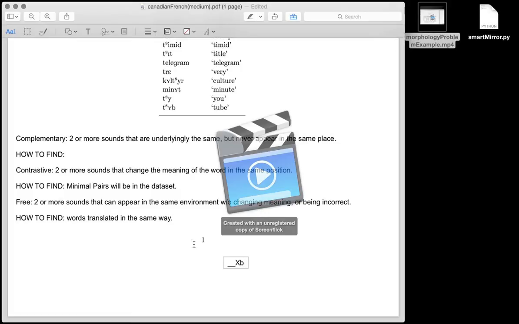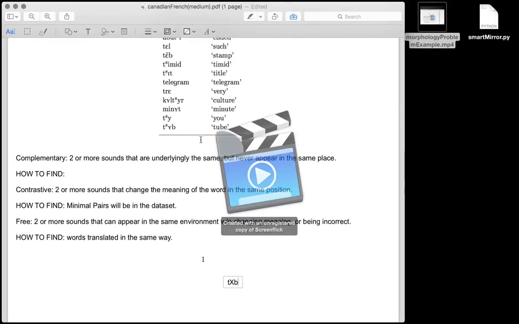So maybe I'll just say this is like a ba, and maybe this one could be a ta. Okay, you look at these sounds that immediately precede it and immediately follow the segment of interest, and it's within those segments that you will find the answer.